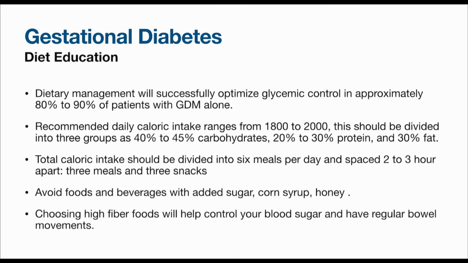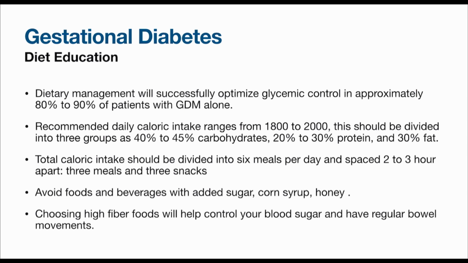Okay, after the diet modification and the diet changes, the glucose can be controlled, but unfortunately that would not work with the others, and if not, we start with insulin therapy with them. Okay, and we tell her that the recommended daily caloric intake ranges from 1800 to 2000. This should be divided into 3 groups: 40% up to 45% carbohydrates, 20% to 30% protein, and 30% fat. And the total caloric intake should be divided into 6 meals per day, meaning she would have 3 large meals and 3 snacks.